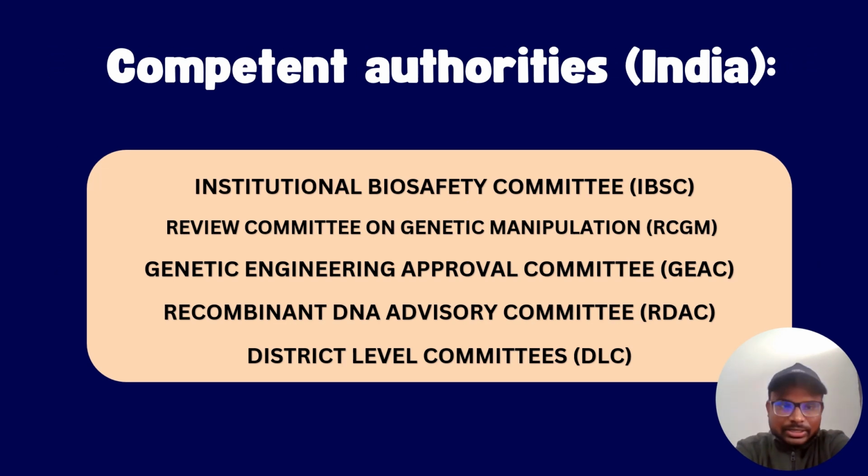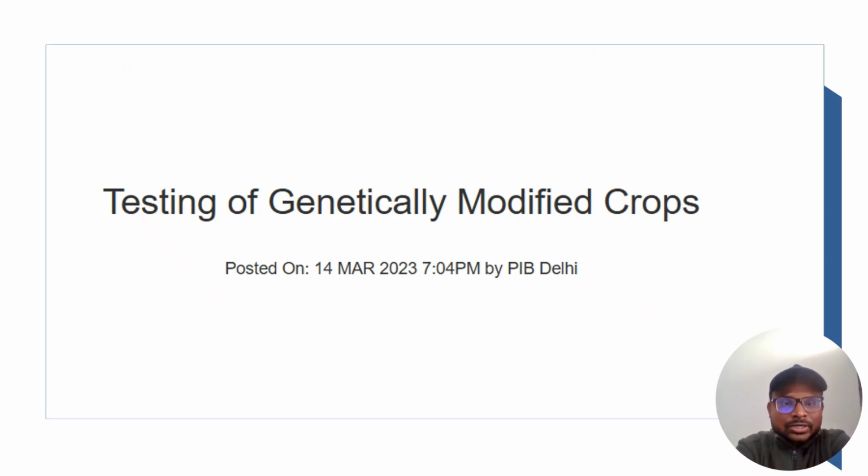There are different authorities like the Institutional Biosafety Committee, Review Committee on Genetic Manipulation, Genetic Engineering Approval Committee, Recombinant DNA Advisory Committee, and district level committees, which are very important authorities that conduct evaluations of transgenic traits. We will discuss in the next slide. The rules and guidelines for testing genetically modified crops, with exact explanation of how testing and evaluation will take place, are given by the Press Information Bureau, released by the Government of India. Please go through it.